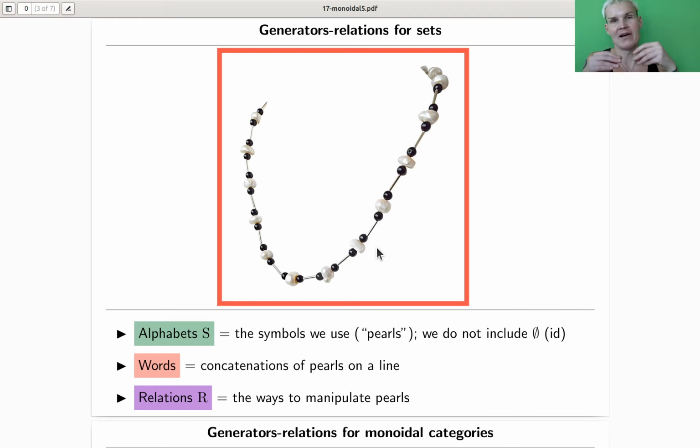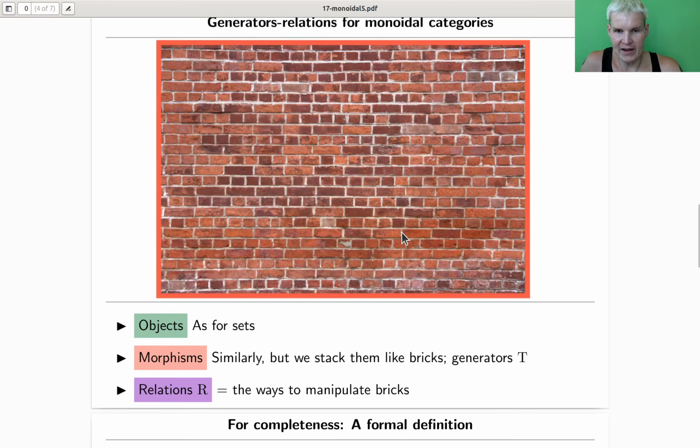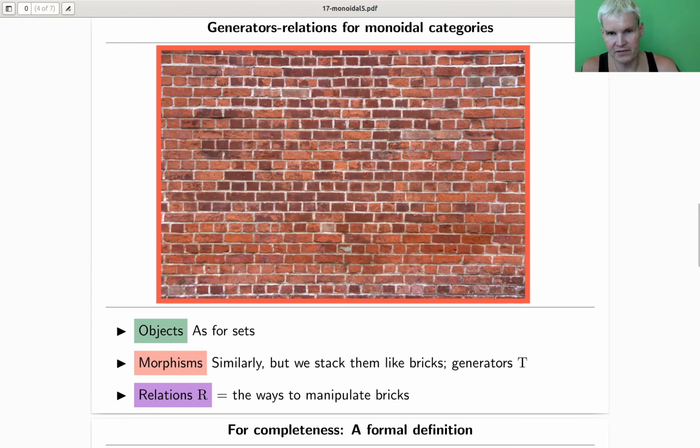So for categories, I have a 2-dimensional picture in mind. Categories should be brick walls. Beautiful. So generators and relations for monoidal categories, I think of them as being brick walls. Why? Because in a monoidal category you can compose morphisms or you can multiply morphisms, and you get a 2-dimensional picture. And I think about my generators and relations now as having object generators, exactly the same as before, and morphism generators, which I call T for no good reason. And we think of them as being bricks.